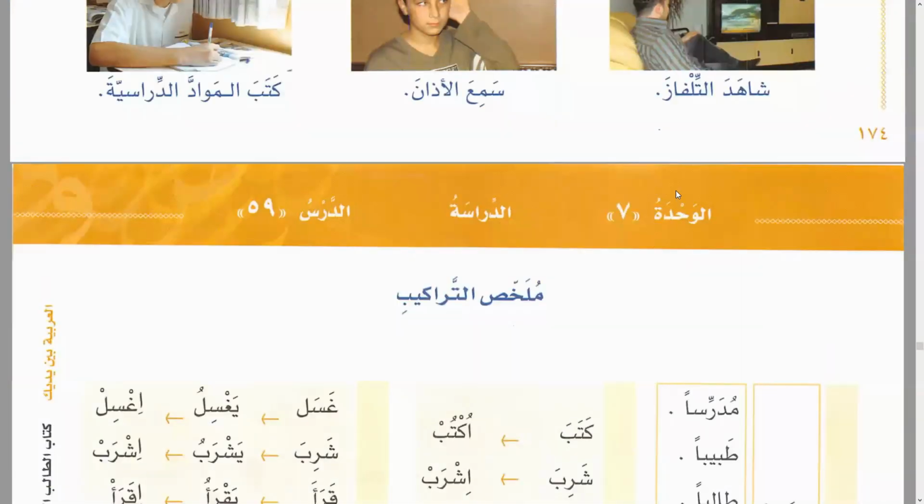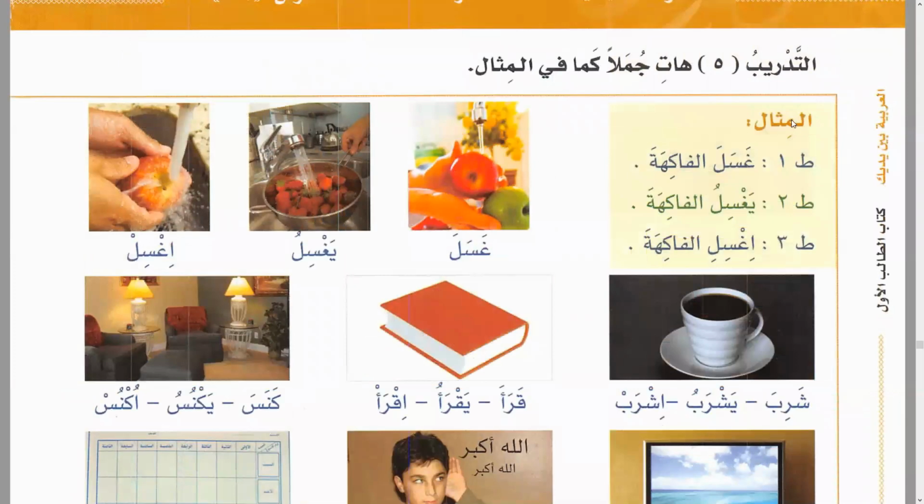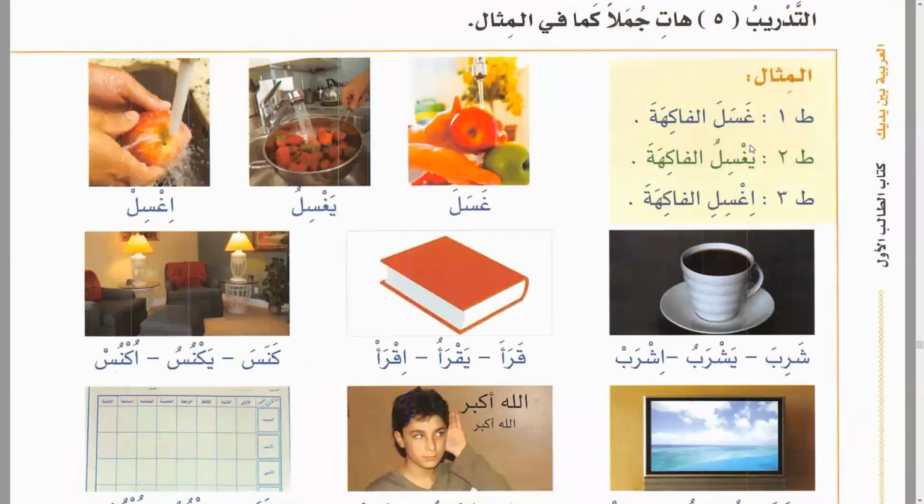الحمد لله نحن في الدرس الوحدة السابعة. نعم، نستمر الآن. Let's continue إن شاء الله تعالى with الوحدة السابعة, unit 7. And last time we continued with our الحوار, المثال and التدريبات, the exercises. هاتي جملا كما في المثال: غسل يغسل اغسل. Right, we learned about the past tense, the present tense, and the amr.